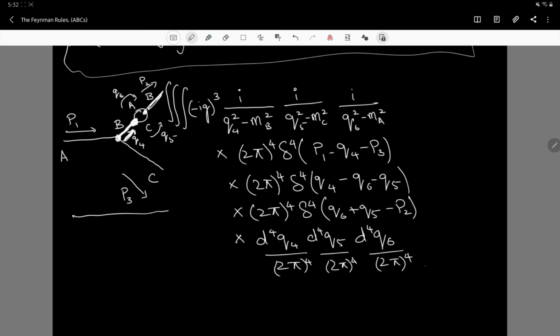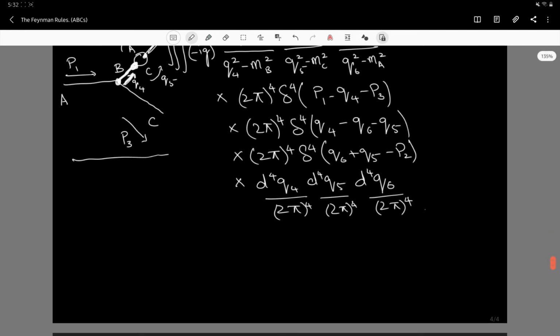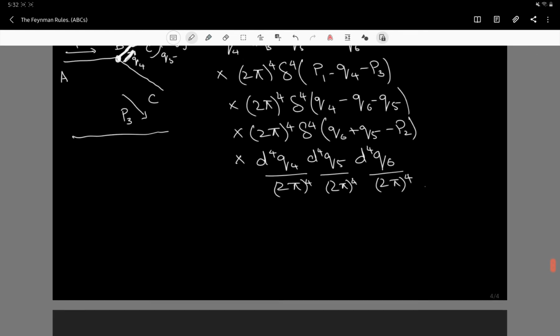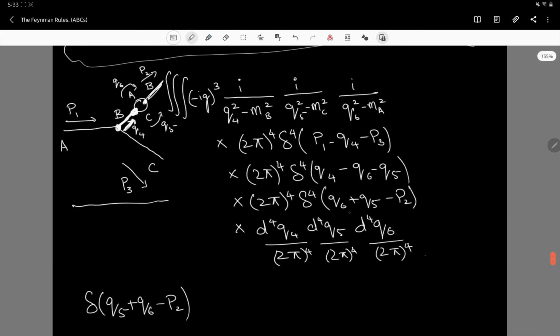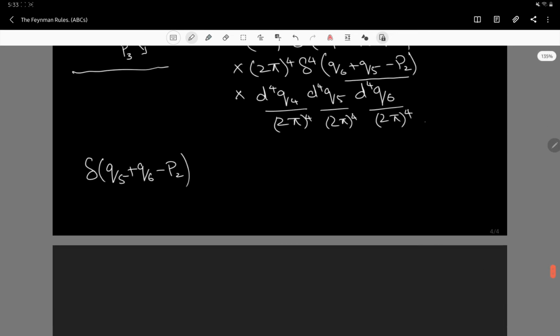Again, the next step is to simplify this, to just convert it into one single integral. And we can do that again by using the conservation of momentum. So we can do the Q6 integral by using delta Q5 plus Q6 minus P2, which is this one. And with this, we are going to solve the integral over Q6. Perfect. Okay, so let's do it.